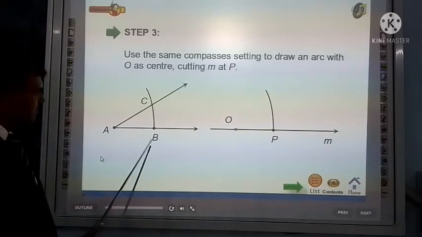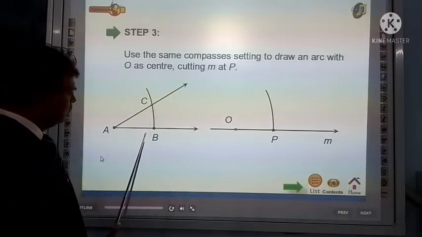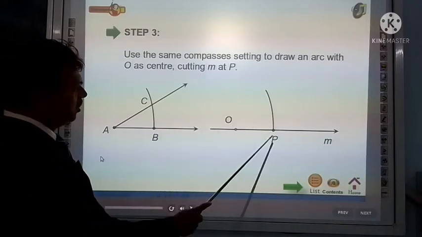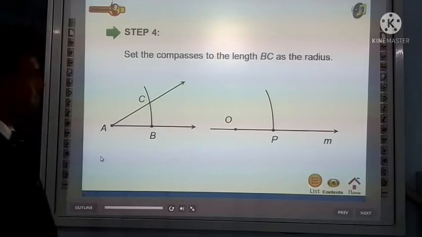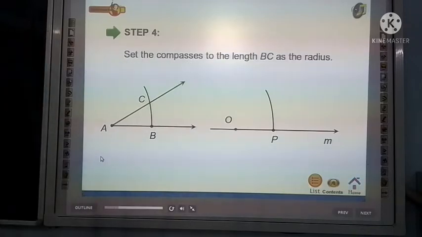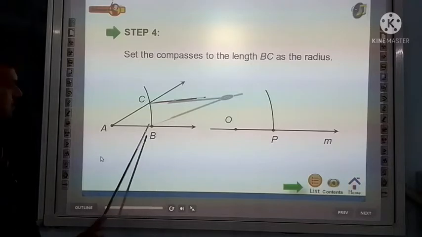The distance BC is taken on P and we cut an arc. Step 4. Set the compasses to the length BC as the radius.